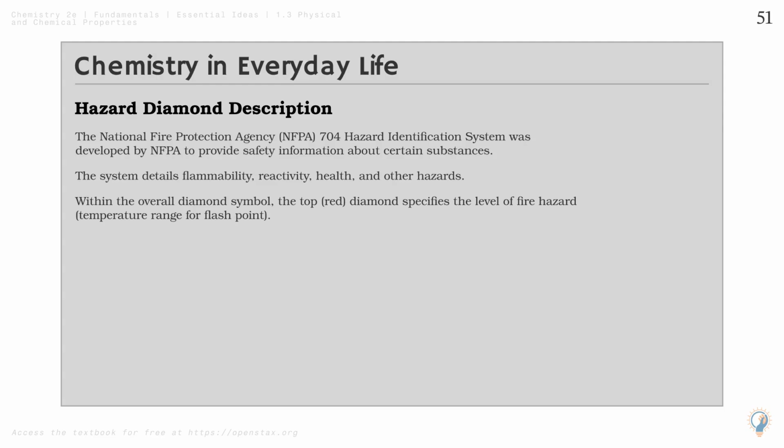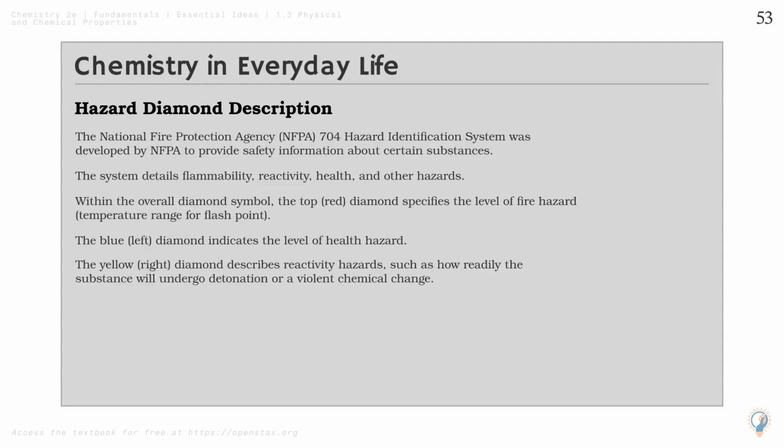Within the overall diamond symbol, the top, red, diamond specifies the level of fire hazard, temperature range for flashpoint. The blue, left, diamond indicates the level of health hazard. The yellow, right, diamond describes reactivity hazards, such as how readily the substance will undergo detonation or a violent chemical change.